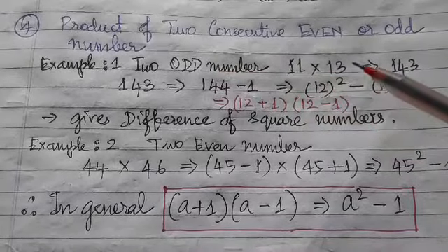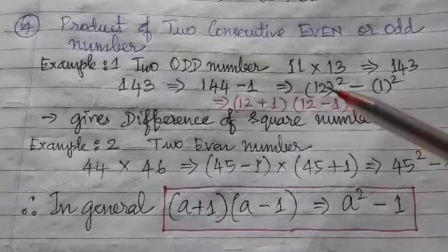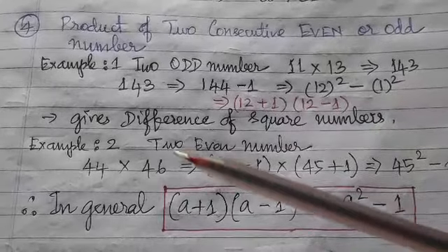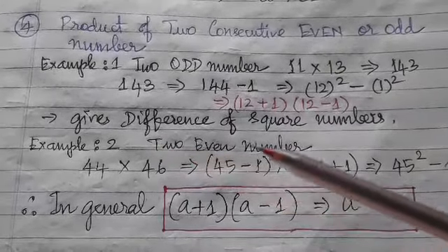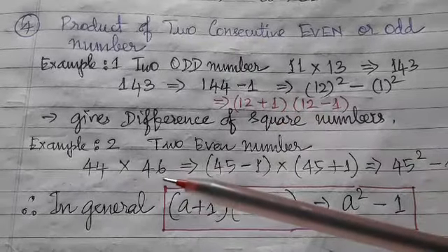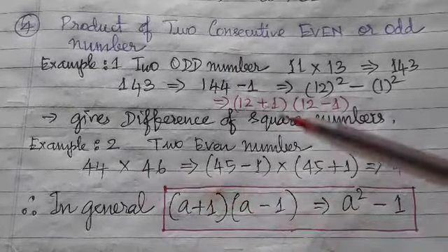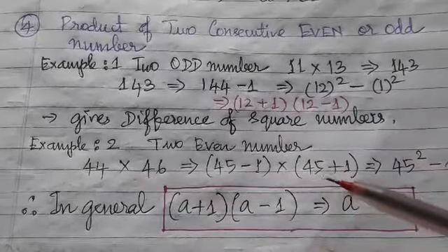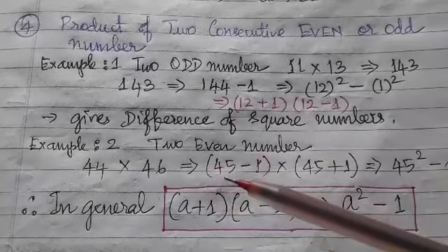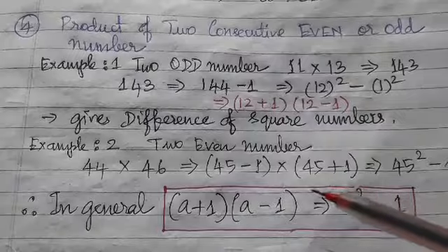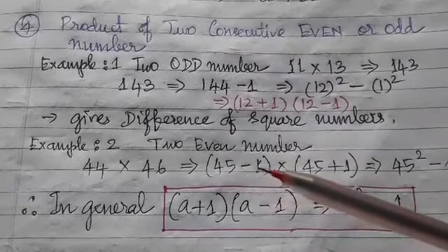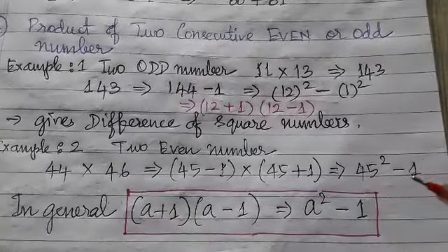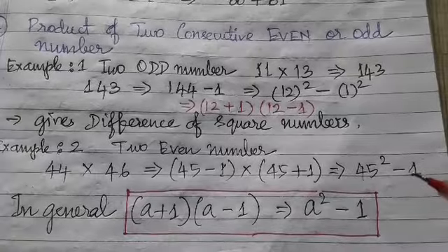So the product of any consecutive odd or even numbers will result in a difference of perfect square numbers, 12 square minus 1 square. See the second example, two even numbers, I am taking 44 and 46. You can write 44 and 46 in this form: 45 minus 1 is 44, and 45 plus 1 is 46. So 45 minus 1 times 45 plus 1 is equal to 45 square minus 1 square.